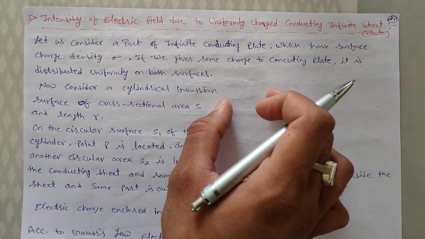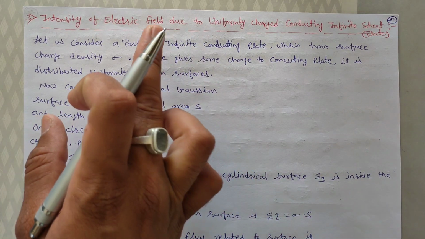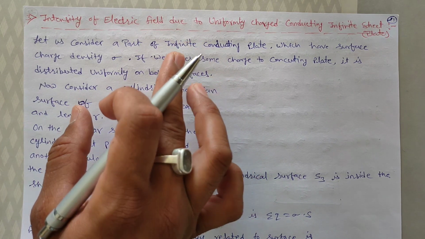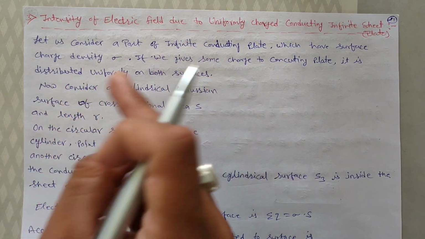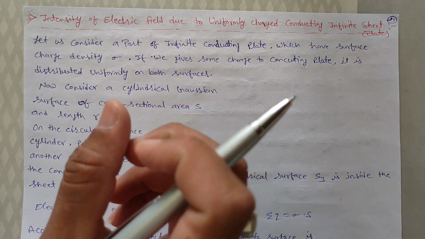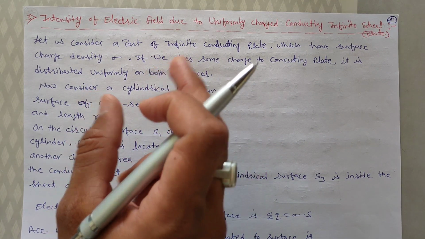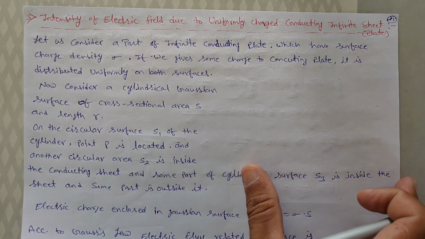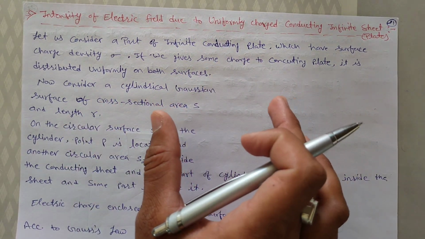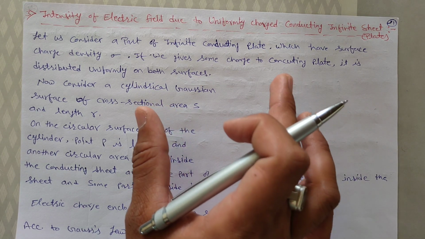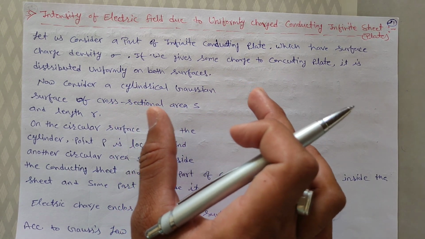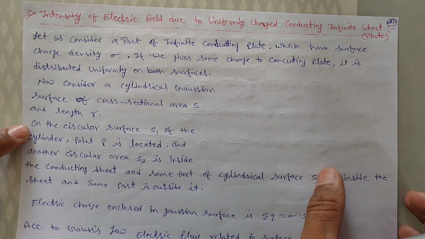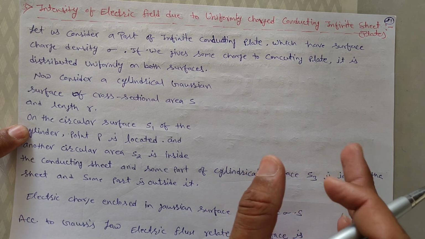Okay, if this application comes in the exam, then you will use the same derivation for direction of electric field for this topic. Okay, now after getting the direction of electric field intensity due to this point, we find out the electric field intensity.